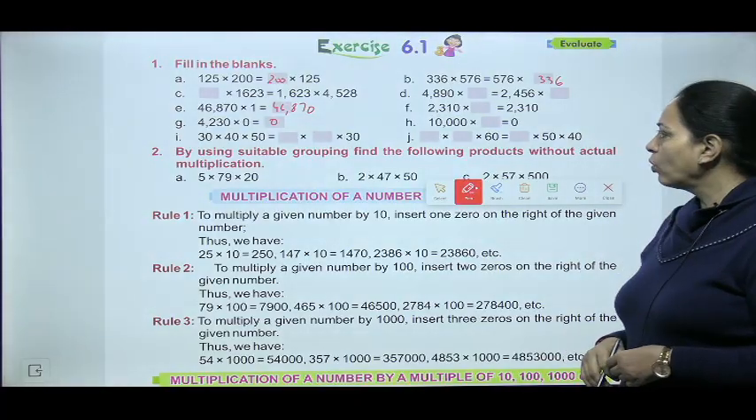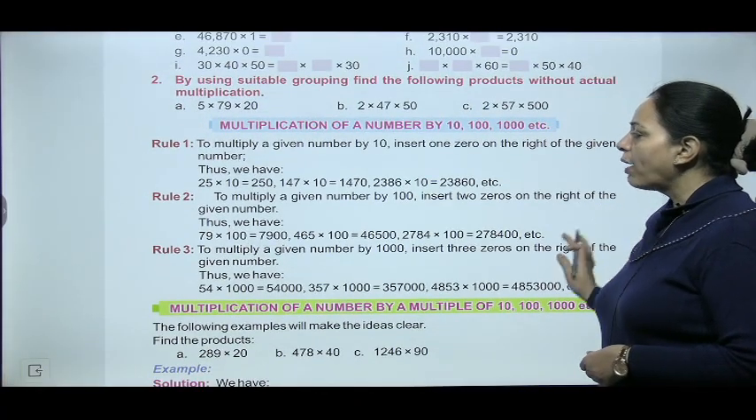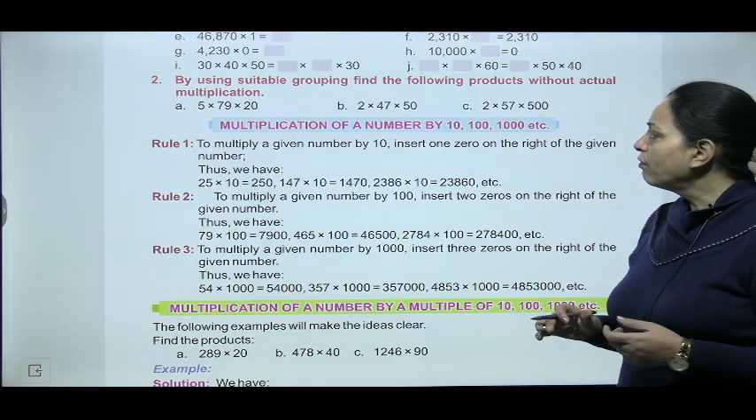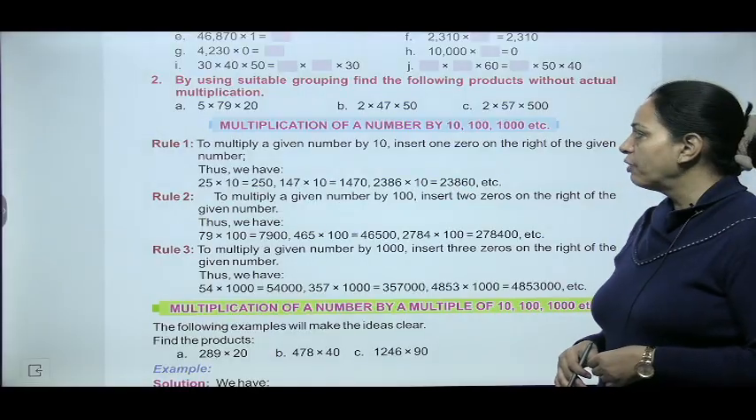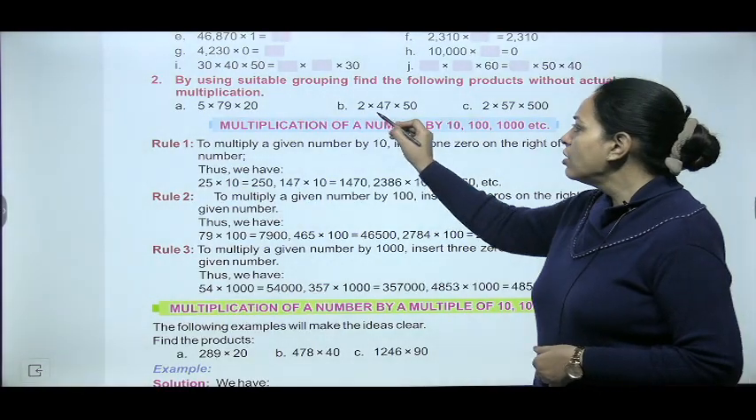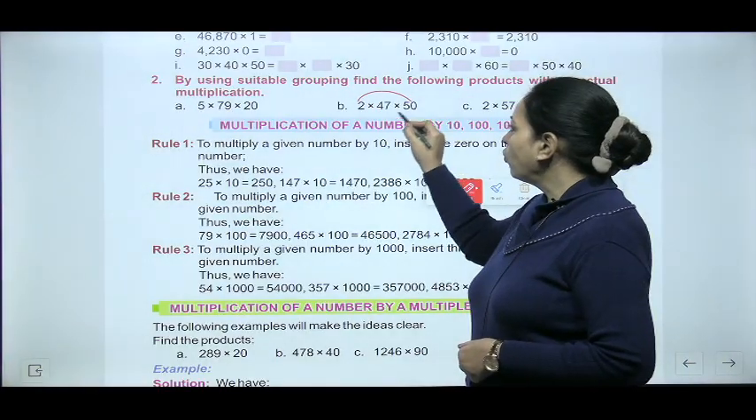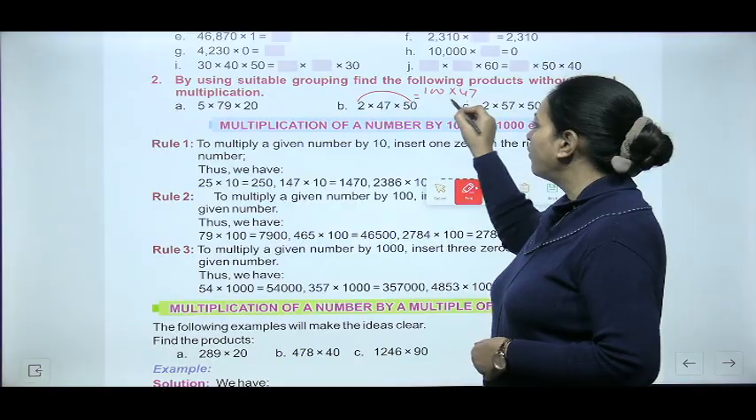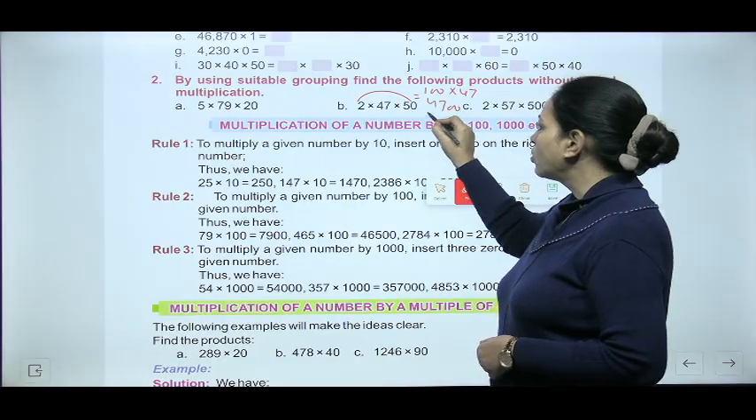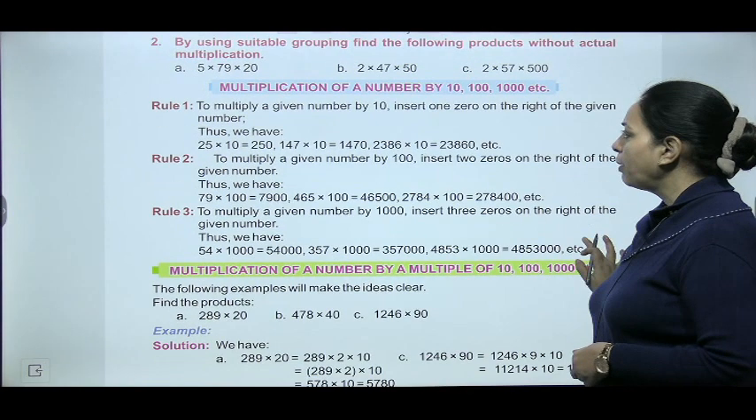Okay, similarly you can try the rest of the parts. And the second question, by suitable grouping, find the following products without actual multiplication. See here, like B part, 2 multiply 47 into 50. So 2 into 50, this is 100. So 100 multiply 47. Answer is 4700. So like this you can try the remaining parts.